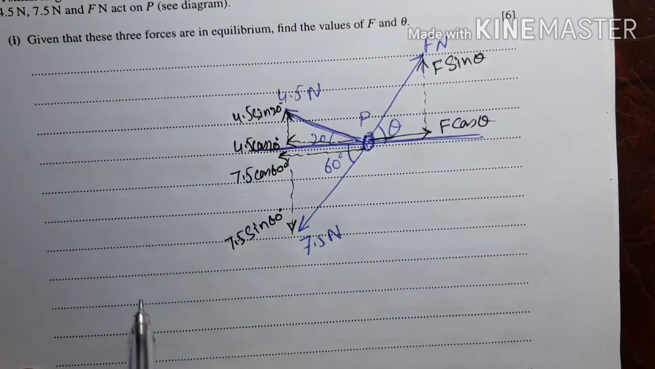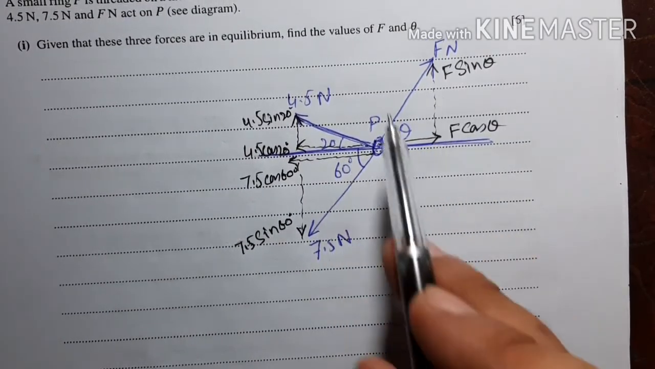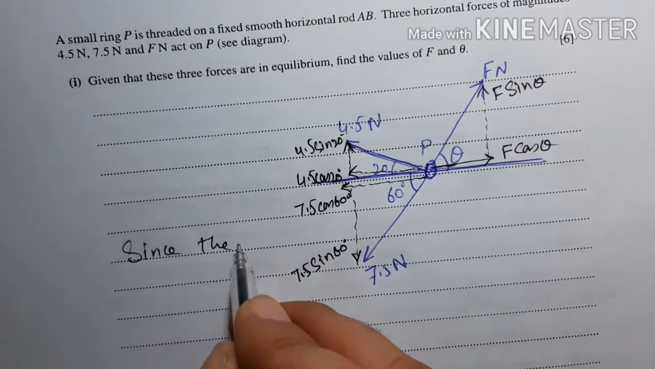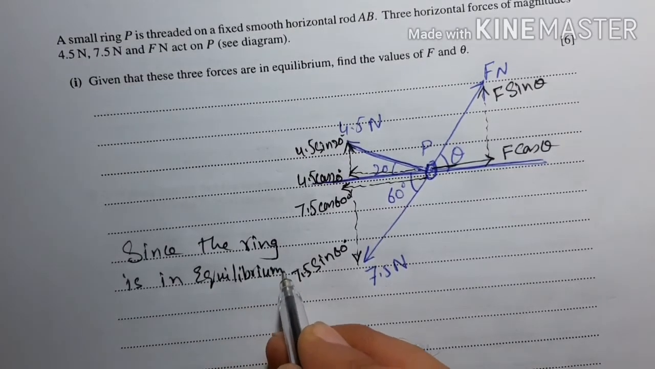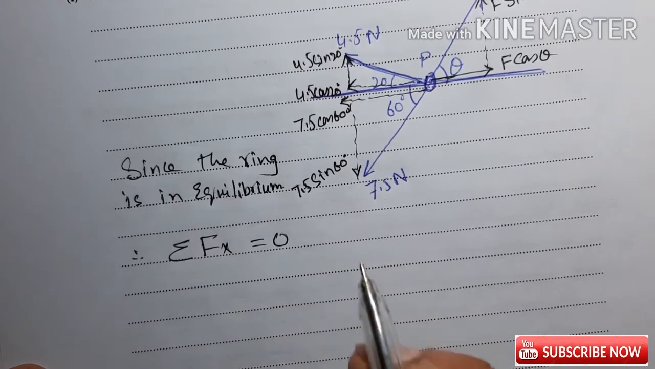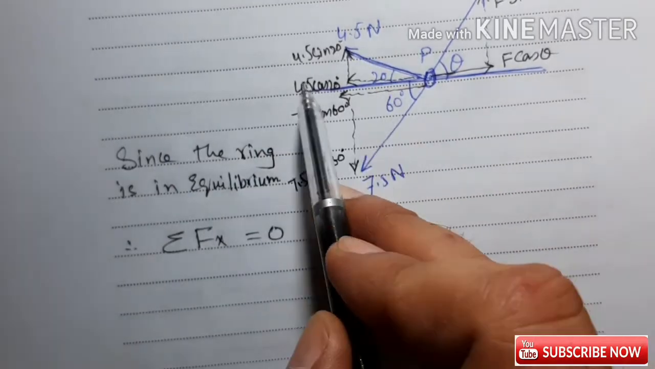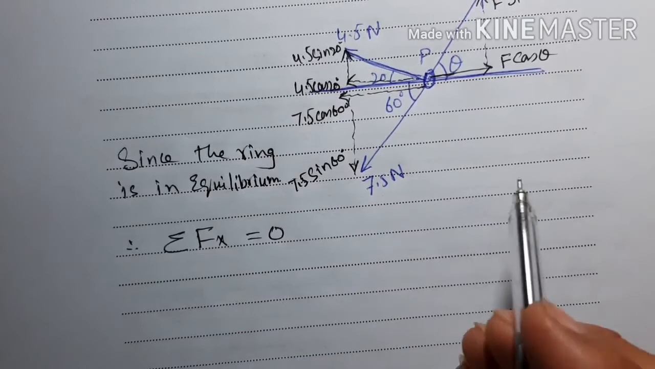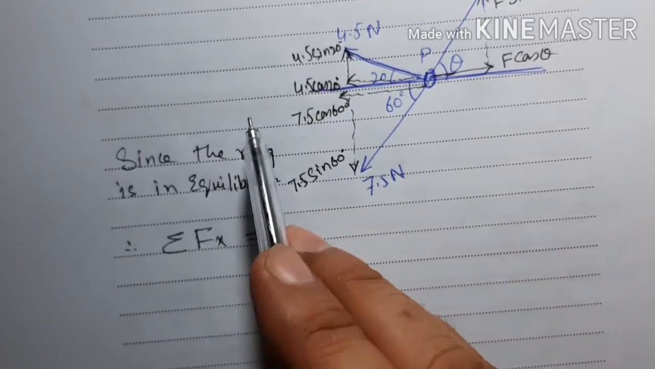Since this ring is in equilibrium, the resultant force on this ring is 0. Means there are no horizontal forces and no vertical forces as well. So since the ring is in equilibrium, therefore sigma Fx will be 0, means the sum of all the horizontal forces should be 0. So what are the horizontal forces? All the right side forces are positive, all the left side are negative, because the x-axis is positive on the right side and negative on the left. So you have to fix one direction, means right side we take positive and left we take negative.